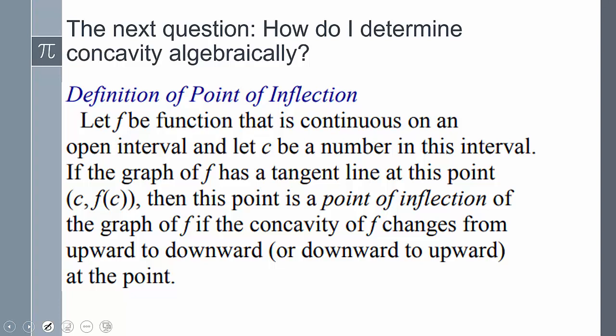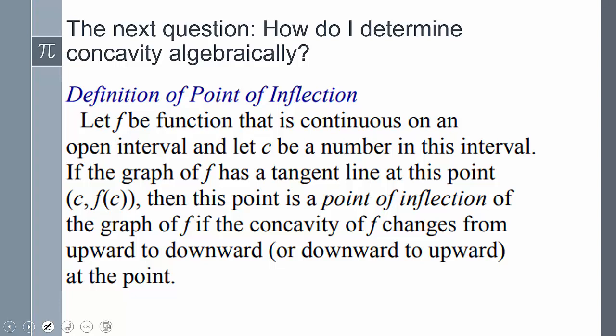So the next question that we could ask ourselves is, how do I determine this concavity algebraically? And so we're going to look at what we call inflection points. The first thing it says, let f be a function that is continuous on an open interval, and let c be a number in this interval.